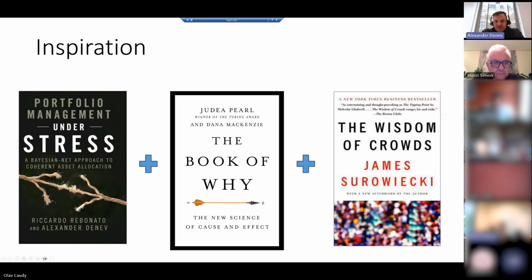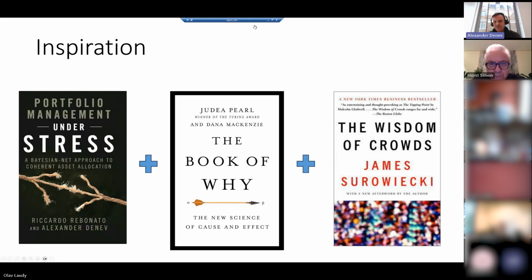We drew inspiration from three books when we started this research. Of course, at the center, we have the Book of Why by Judea Pearl, a follow-up from his previous book on causality. He's one of the pioneers of Bayesian networks and causality. To the left, we have a book by Riccardo Rebonato and Alexander Denev, which applies Bayesian networks for scenario analysis and stress testing in the financial domain. This book is also a follow-up from a previous book by Riccardo Rebonato called Coherent Stress Testing.